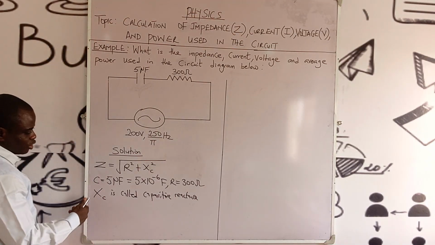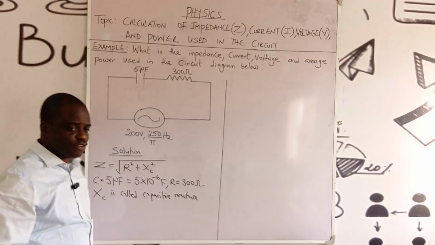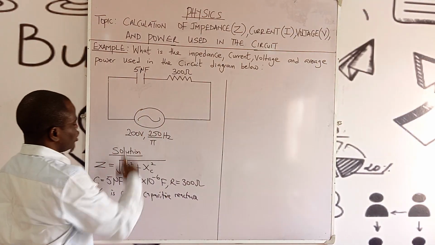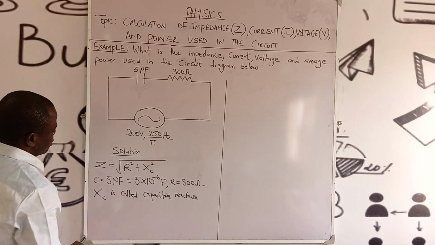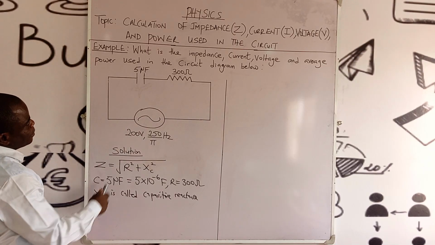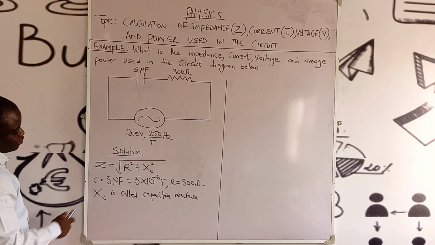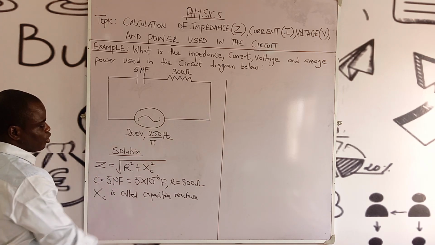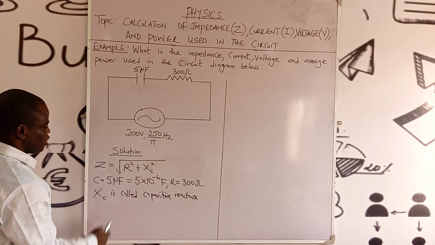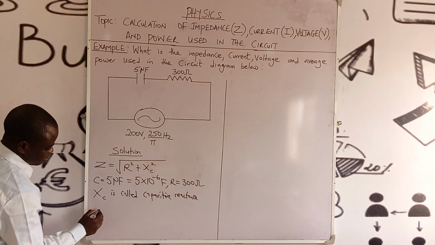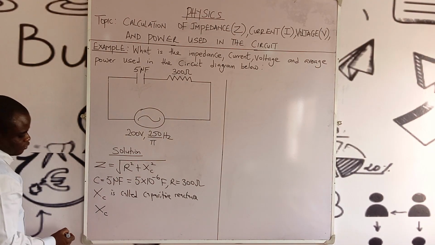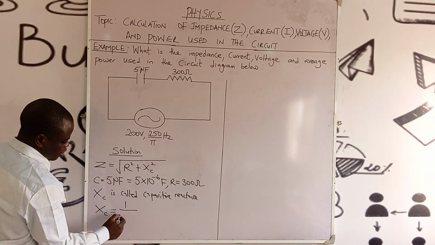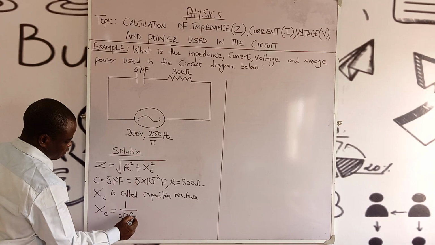Now, we are going to see some problems that we are going to solve when they involve a capacitor and an inductor in the circuit. Now, let's go to our question. We have to look for the impedance. You can see impedance is square root of R squared plus XC squared. You can see that we don't have XC, the capacitive reactance. The formula is 1 over 2 pi FC.